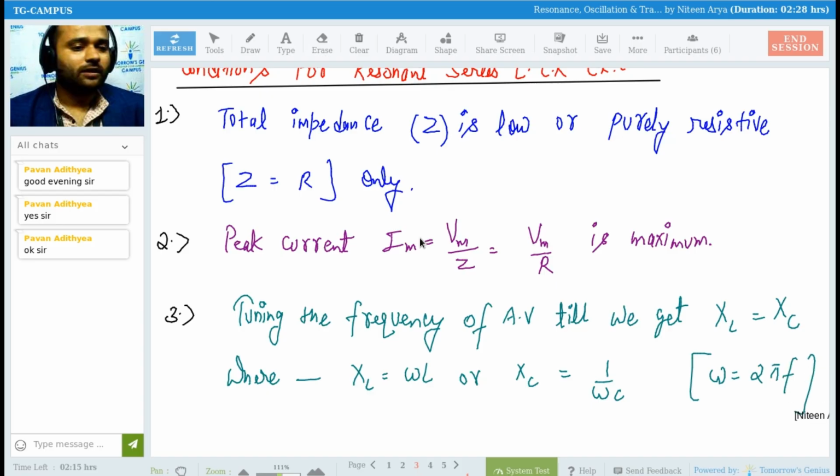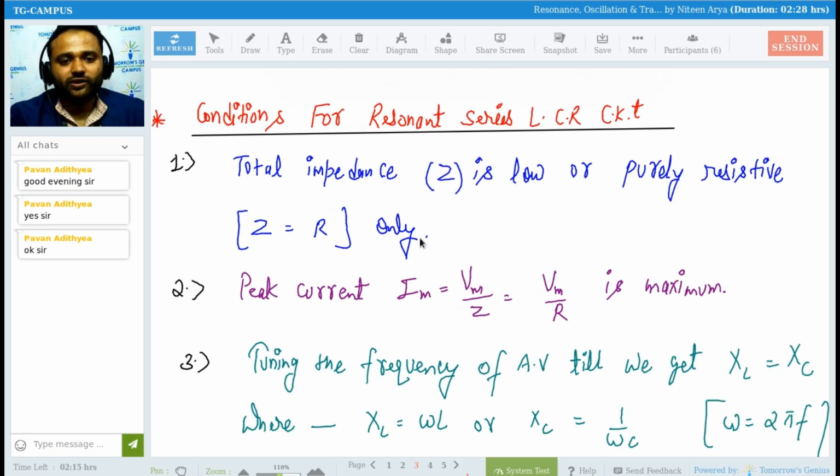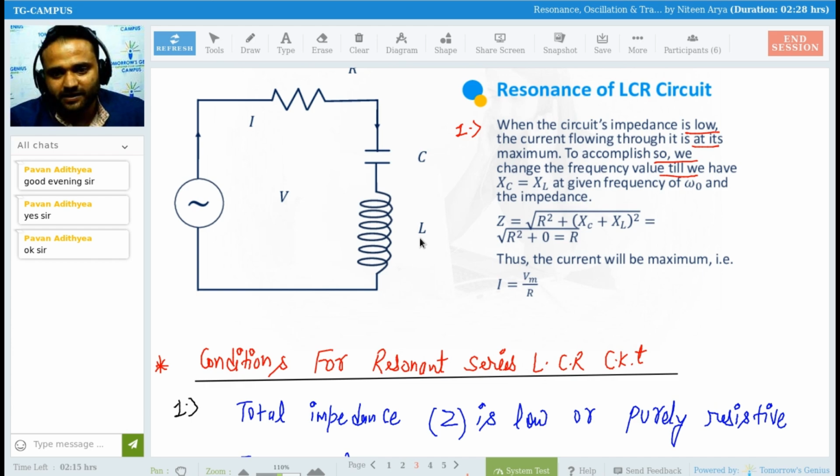Is this clear? So these are the three different conditions for resonance in a series LCR circuit. Clear? And that is written over here also. The first condition is this, and the second condition is written over here. Change the frequency value till we have XC equals XL at a given frequency, which is omega naught, and the impedance is Z equals R. So this is your third condition.